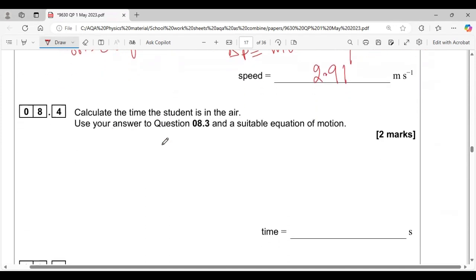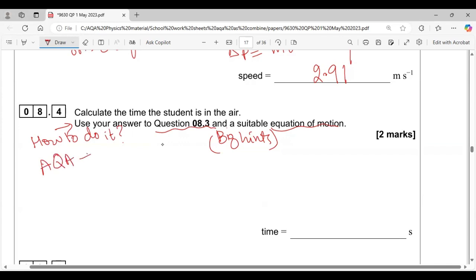Okay, the next, calculate the time the student is in air. Use your answer to question 8.3 and a suitable equation of motion. See, again, big hints. Like, this is very easy. They're telling you how to do it. And this is where AQA is taking over Cambridge. Cambridge will never tell you how to do this. They're telling you that you have to use your answer and you have to use a suitable equation. This is, let's say, my challenge, that this is never given in a Cambridge question, that they will give you such a big hint over there.